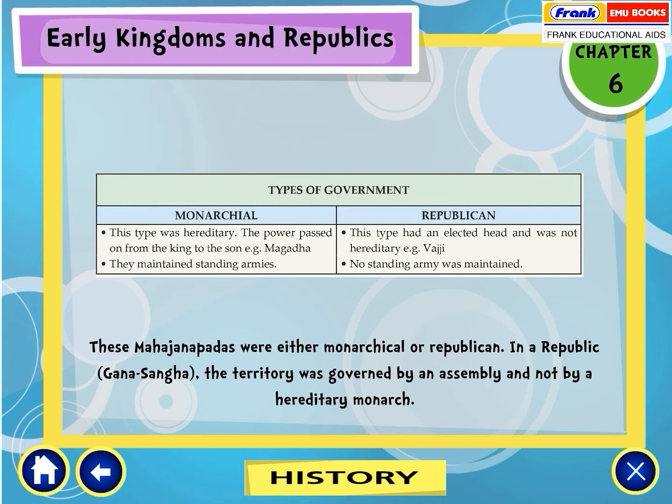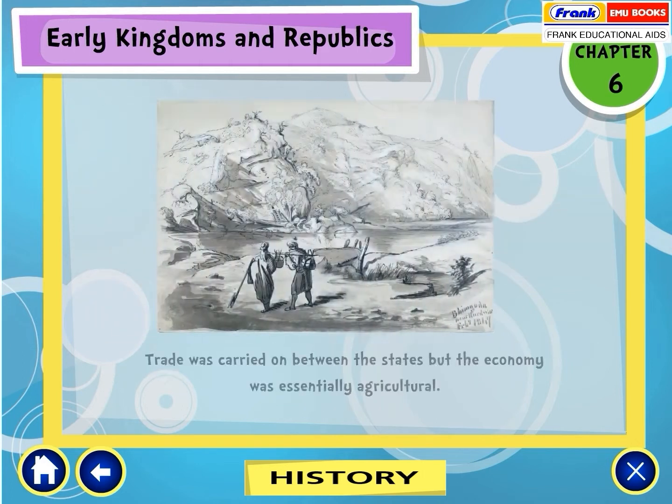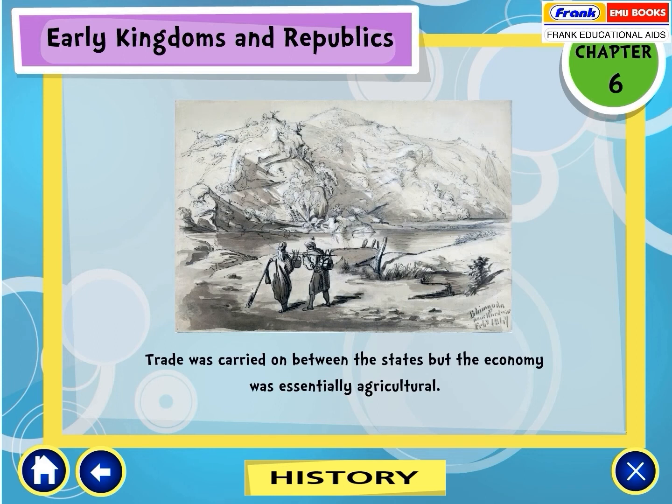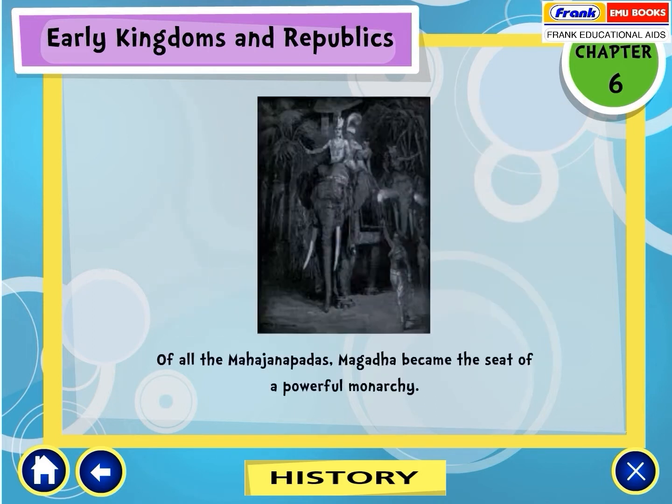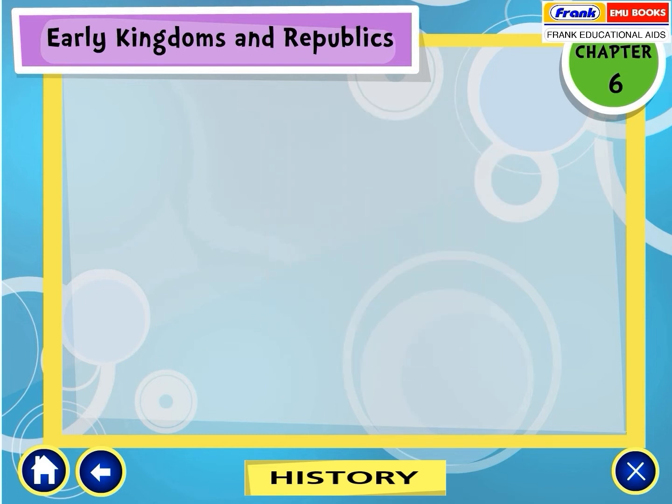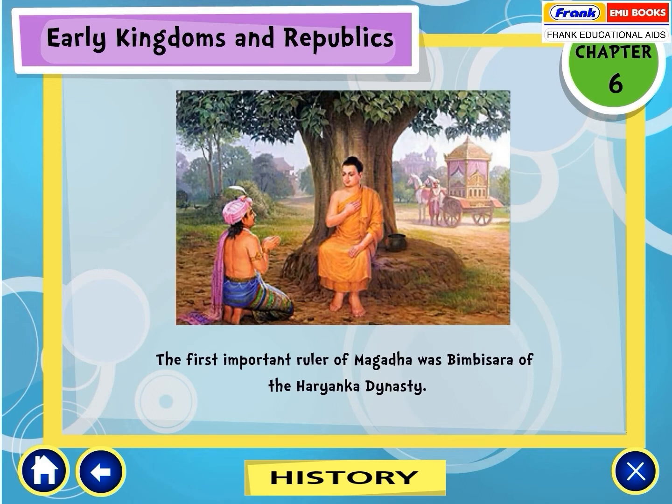In a republic, Ganasangha, the territory was governed by an assembly and not by a hereditary monarch. Trade was carried on between the states, but the economy was essentially agricultural. Of all the Mahajanapadas, Magadha became the seat of a powerful monarchy. The first important ruler of Magadha was Bimbisara of the Haryanka dynasty.